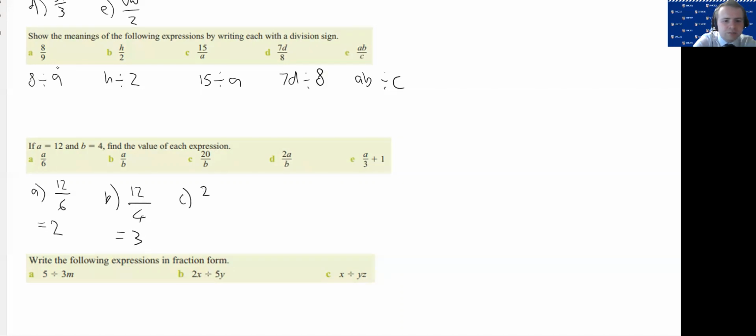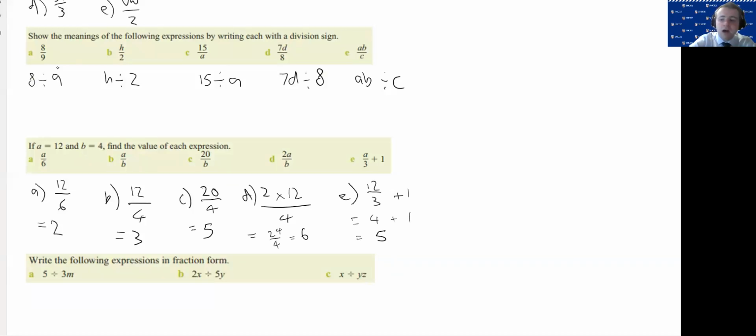C, 20 over, and the value of b is 4. So we get 5. And then we've got 2 times 12 divided by 4. So that becomes 24 divided by 4, which becomes 6. And then finally, we've got a divided by 3 plus 1 just becomes 12 divided by 3 plus 1, which becomes 4 plus 1, which is 5.